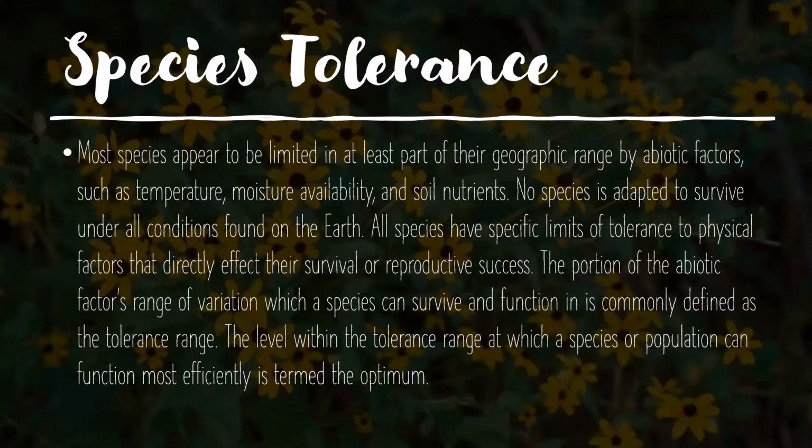No species is adapted to survive under all conditions found on the earth, right? Do you have human beings living on Antarctica for years to come? Yes, you have research scientists who might visit Antarctica from time to time, but can humans live there without a coat that's probably double padded and all of these things, right? So there is no one species that is able to adapt to all conditions found on Earth. Can we live in a volcano? There are some microorganisms that actually can survive the heat of lava. So all species have specific limits of tolerance to physical factors that directly affect their survival or reproductive success.